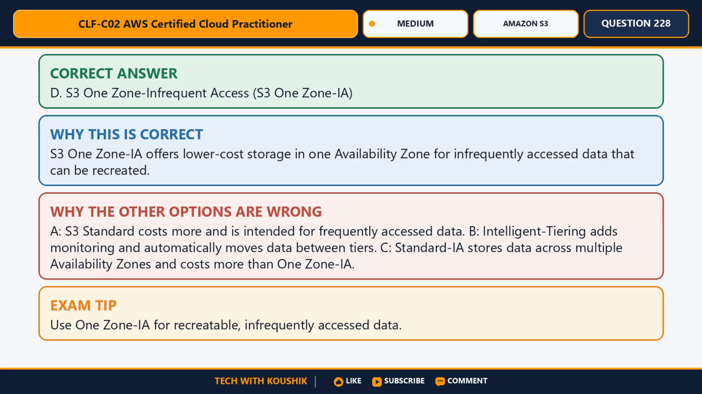A. S3 Standard costs more and is intended for frequently accessed data. B. Intelligent-Tiering adds monitoring and automatically moves data between tiers. C. Standard-IA stores data across multiple availability zones and costs more than One Zone-IA. Exam tip. Use One Zone-IA for recreatable, infrequently accessed data.